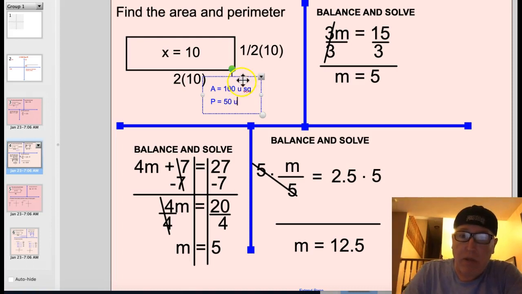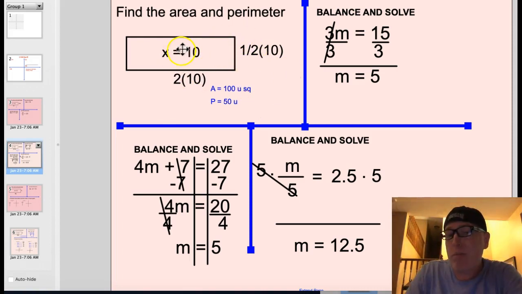And the other one, it's going to be 5 times 20, which will give you 100 square units. So 1.6 AB, just substitute in a value for a variable. That's all we're doing here. Balance and solve these three.